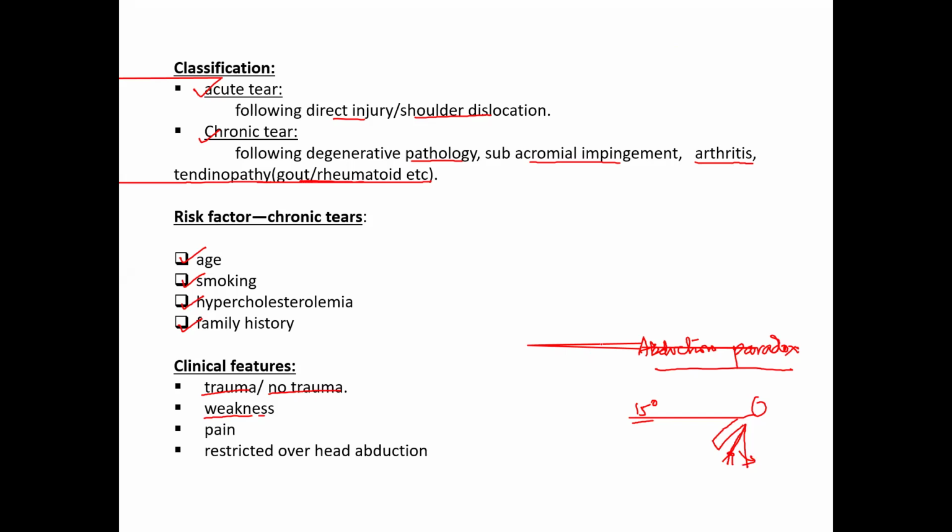So I don't think it is important for you. If you can remember one terminology, it's abduction paradox. The patient will have pain and restricted overhead abduction because the patient is having a problem with initiation of abduction.